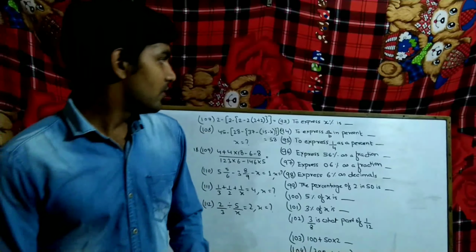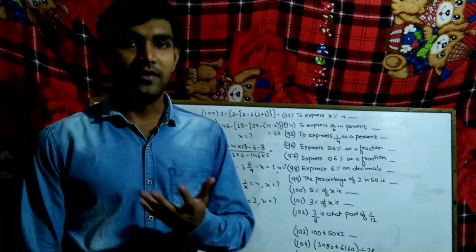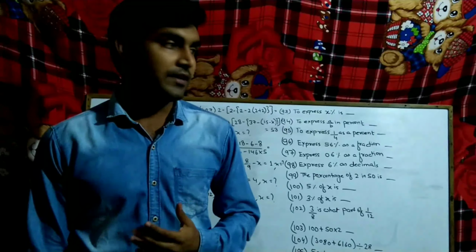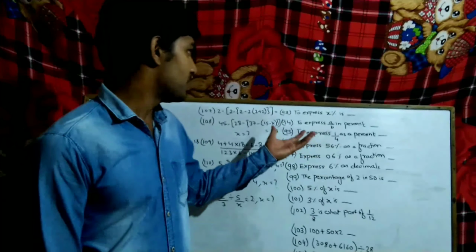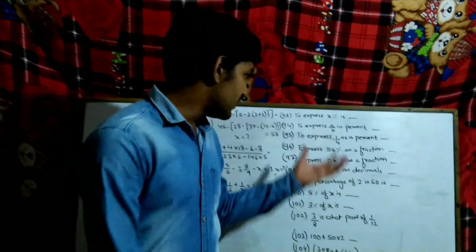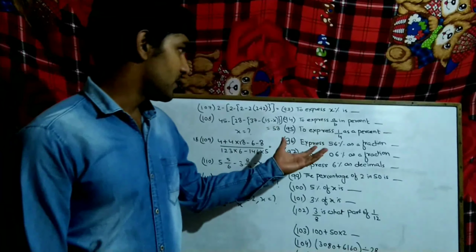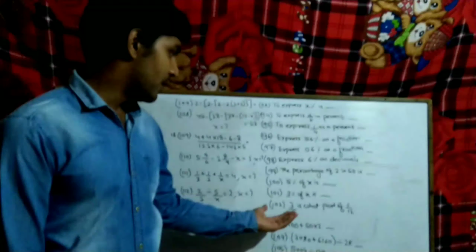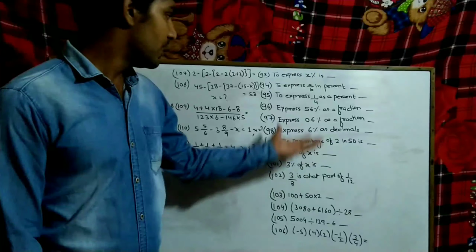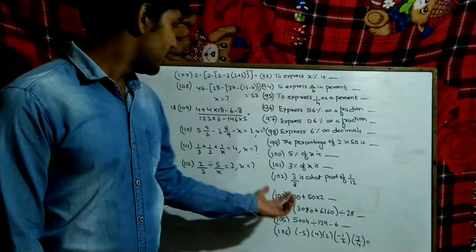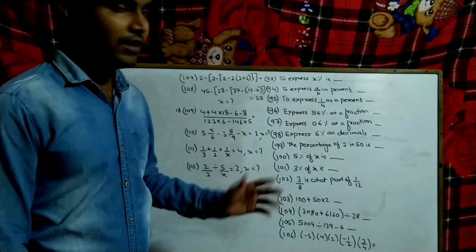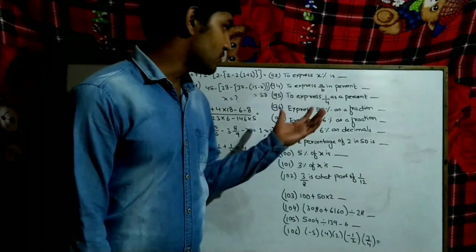Hi friends, we already discussed some problems in the previous video, up to sum 90. Today we discuss starting from 93. In this type of question, there are two topics. From 93 to 102 one topic will be covered, and from 103 to 112 another topic will be covered. So let's discuss one by one.